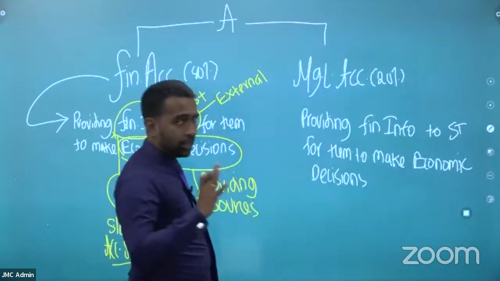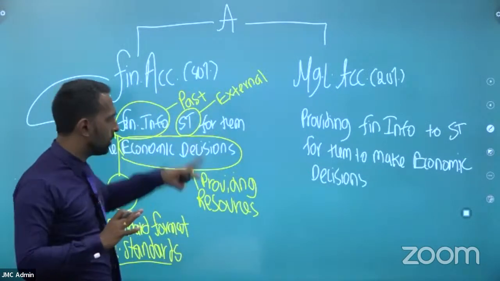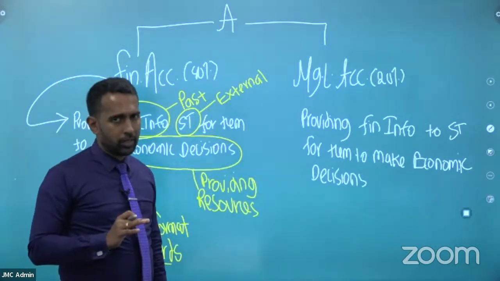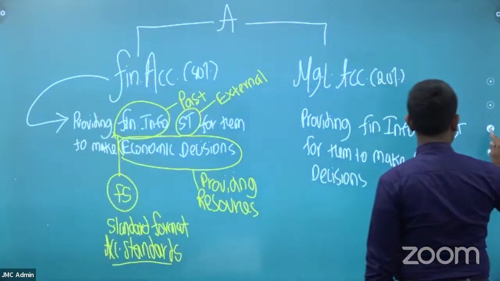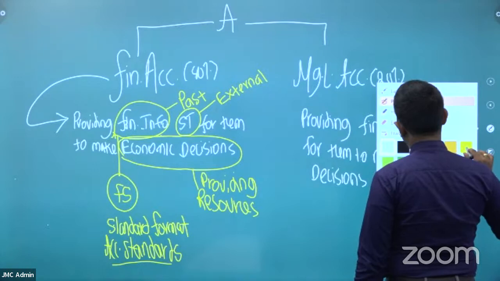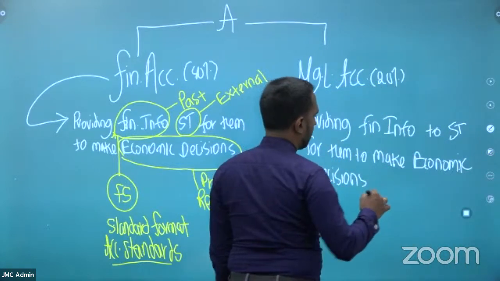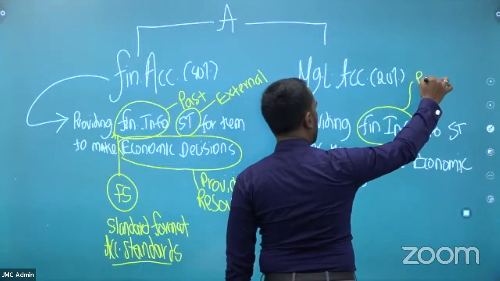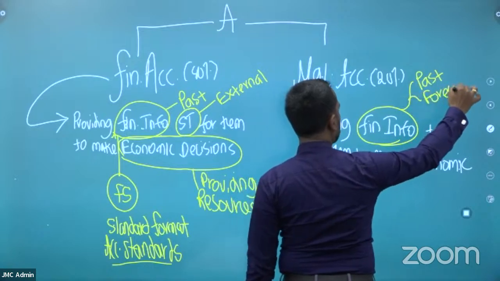මම එකම definition එක අරගත්තේ. I took the same definition here and I made the changes for financial accounting. I'm taking the same definition to the management accounting and I'm going to make some changes, right? Now here, when we are looking at the financial information, this includes past information and the forecasted information.